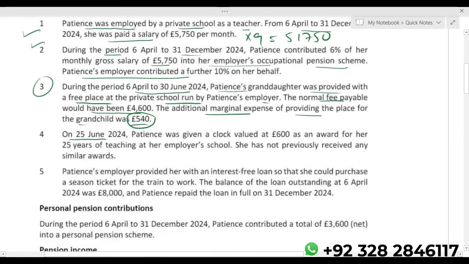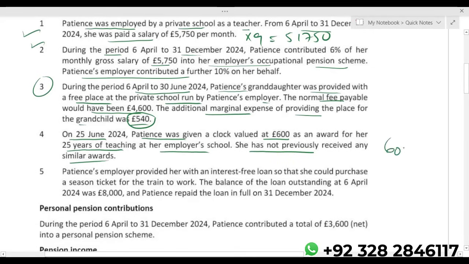On 25th June 2024, the taxpayer was given a clock valued at £600 as an award for her 25 years of teaching at her employer's school. She has not previously received any similar award. It's a long service award. If you recall, if the long service award value is £50 or less per tax year, then it becomes exempt. Long service award is 20 years or more.